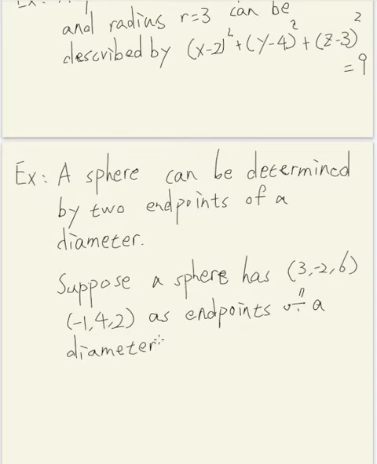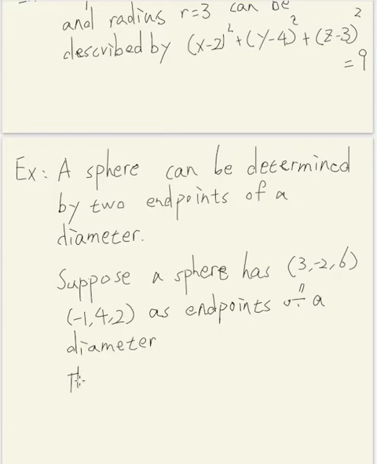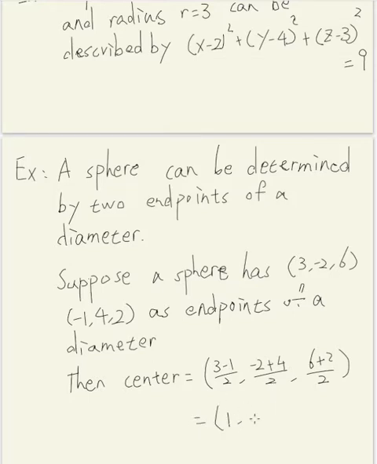Okay, then the center is just the midpoint of this diameter, right? So it's given by (3 minus 1) over 2, and then (-2 plus 4) over 2, and then (6 plus 2) over 2, which is, this is 1, this is again 1, this is 4.